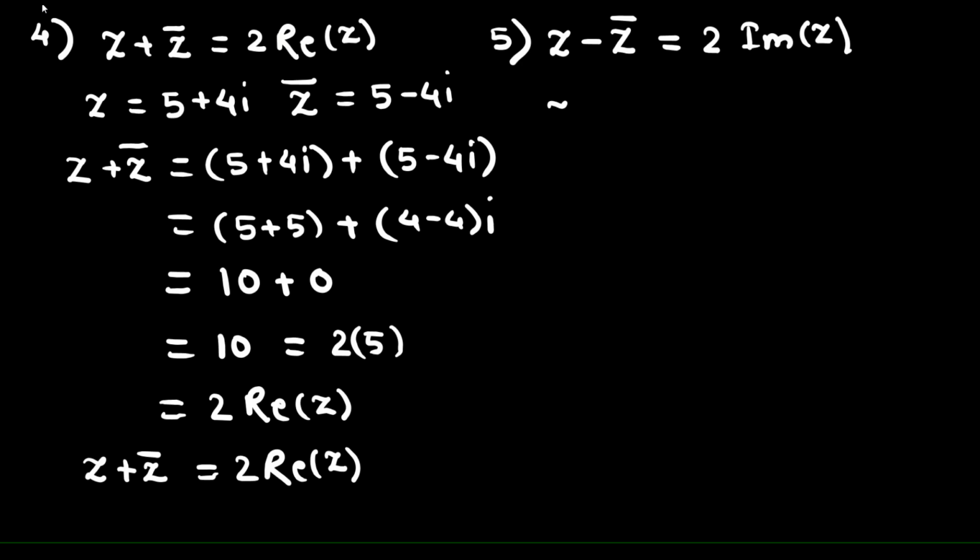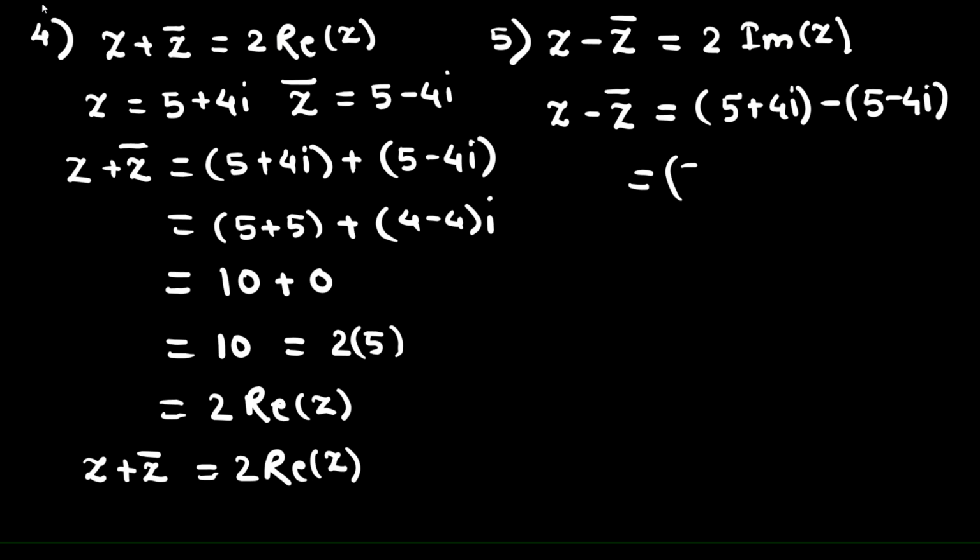Same way, again here I consider z minus z conjugate, using the same example: 5 plus 4i, then minus 5 minus 4i. In that case, what we get is the subtraction of the real parts, that means 5 minus 5, and then for the imaginary part, 4 minus of minus 4, and then i.